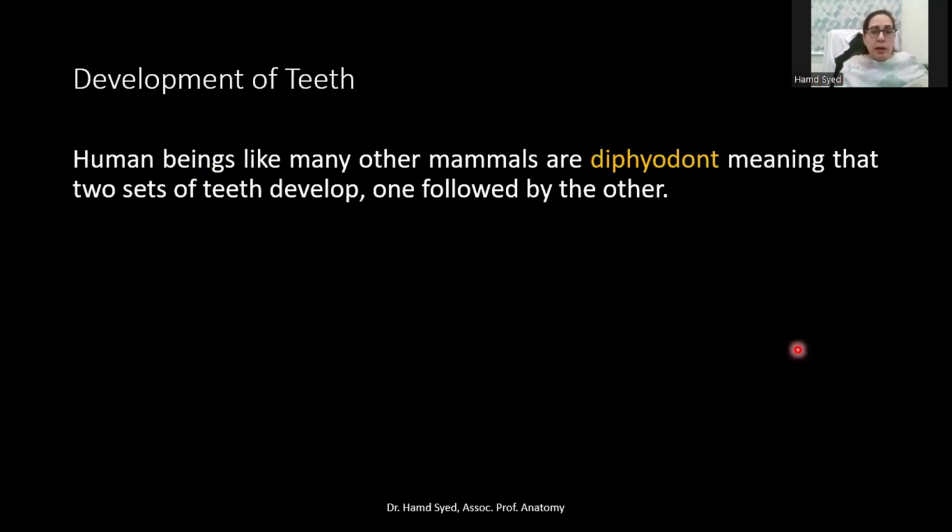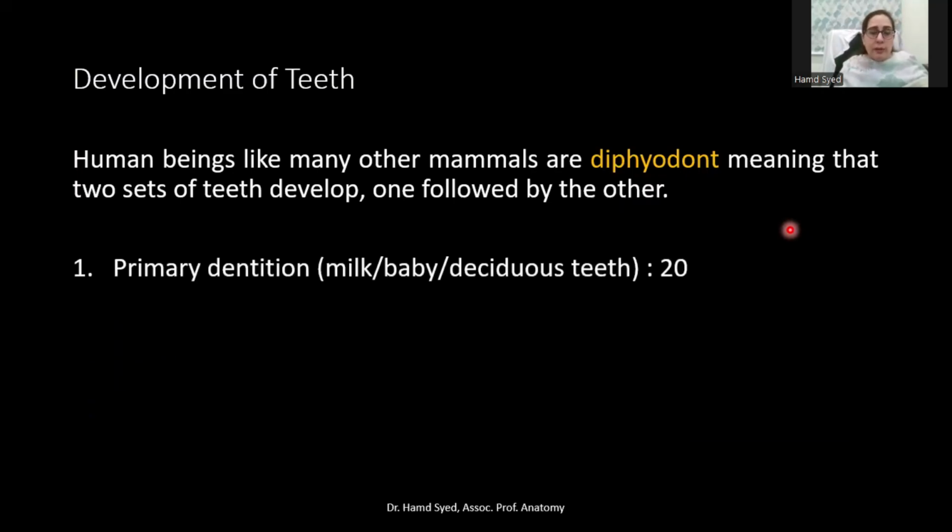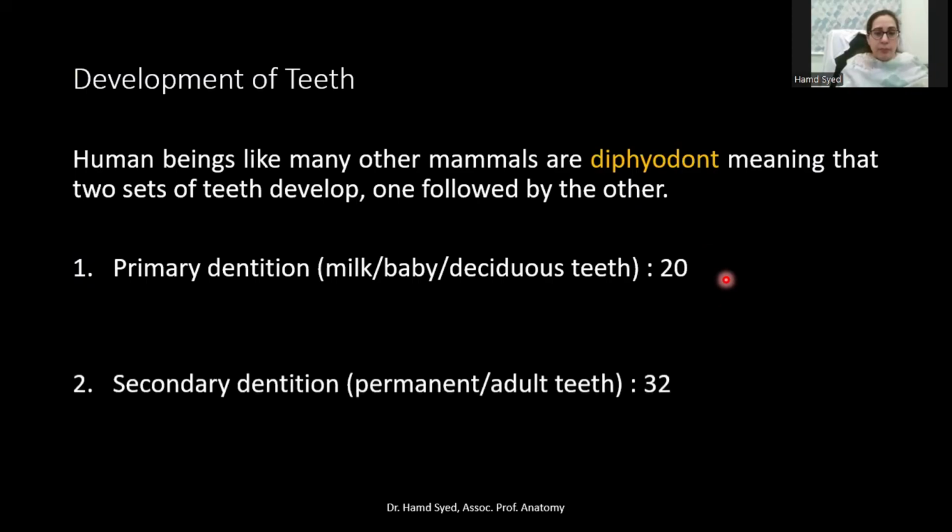Now, human beings, like many other mammals, are diphyodont. Now, this means that in human beings, two sets of teeth are going to appear, one followed by the other. The first set of teeth that appears is known as the primary dentition, also called the milk or baby teeth or deciduous teeth. And these are 20 in number, which means 10 for the upper jaw, 10 for the lower jaw, and 5 in each quadrant.